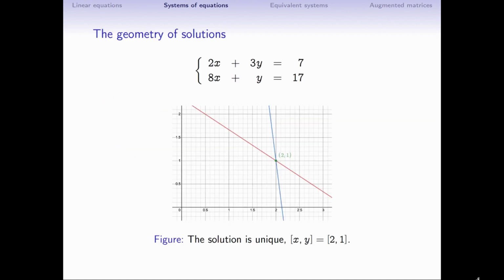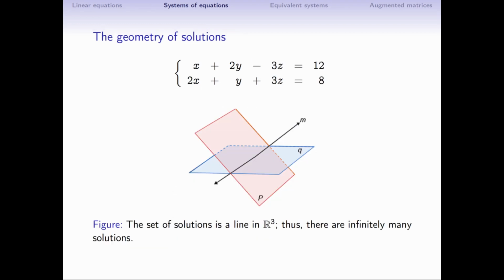Now let's discuss the geometry of solutions. Here's a system of equations in the variables x and y. 2x plus 3y equals 7, and 8x plus y equals 17. Each of these is the equation of a line in two-dimensional space, and we can see these lines pictured below. Now, a solution to the system of equations is a vector (x, y) that simultaneously satisfies both equations. In other words, it would correspond to a point of intersection of these two lines. And when we look at the graphs of these two lines, we can see that they only intersect at the point (2, 1). So the solution in this case is unique, and it's the vector (x, y) equals (2, 1).